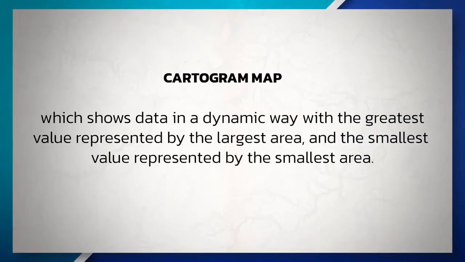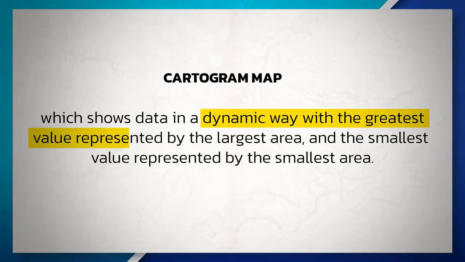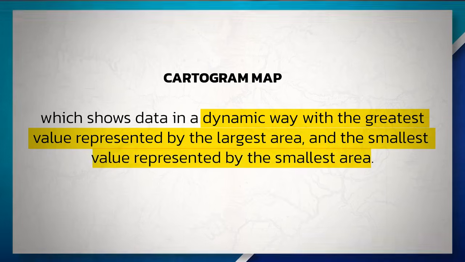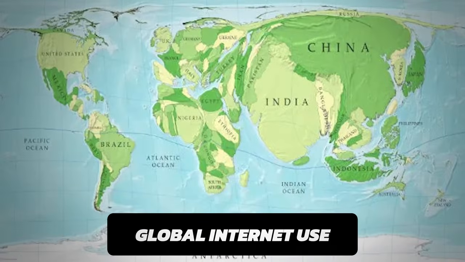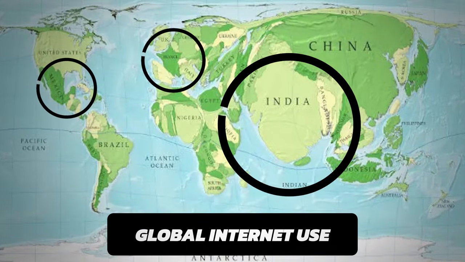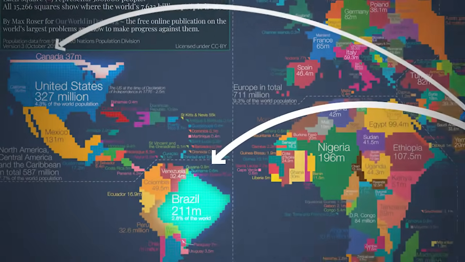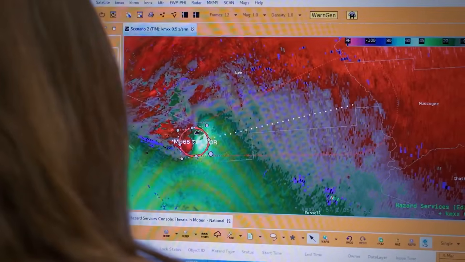The last map we are going to look at today is a cartogram map, which shows data in a dynamic way, with the greatest value represented by the largest area and the smallest value represented by the smallest area. We can see that the size or shape of a region or place is altered according to the specific variable being mapped. For instance, displaying the population of countries around the world. Here we can see that China and India have a larger population compared to Brazil and Canada. Cartograms are excellent at illustrating data in a unique and visual way, but can be difficult for some people to read as they heavily distort the geographic areas that they are displaying.